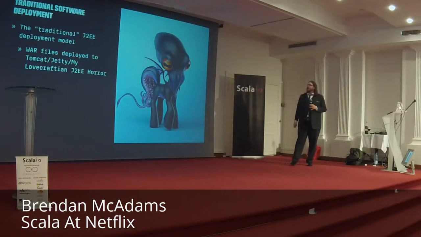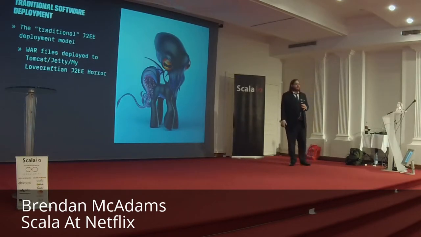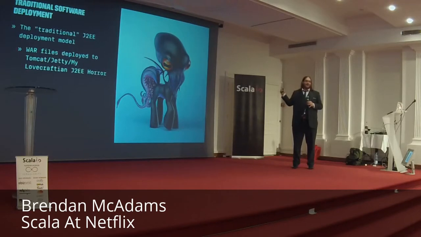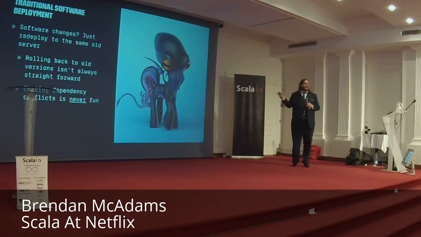So the traditional software deployment model, at least with JVM development, is we deploy WAR files to Tomcat, Jetty, or whatever Lovecraftian horror that you've crafted for your web server needs. And there have been many of them. This was not one of the ponies that was added today, for the record. That one's been there for a while. Apparently very expensive. You can buy that, but it was like a limited run.